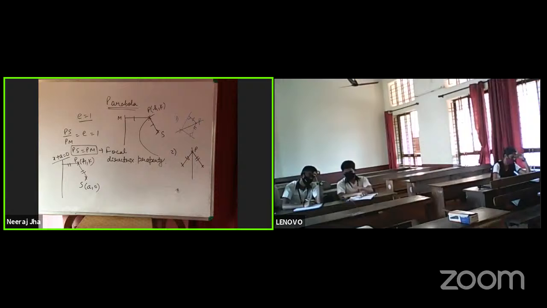What will be the locus which you get? That will be y square is equal to 4ax. Kindly check it. It will be y square is equal to 4ax.